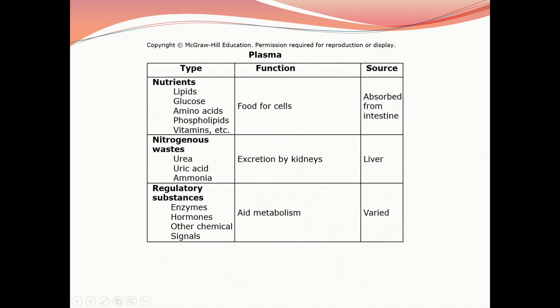The nutrients that flow through plasma include lipids, glucose, amino acids, phospholipids, and vitamins. These are food for the cells. Nitrogenous waste, such as urea, uric acid, and ammonia, are excreted by the kidneys and will leave the body. And then regulatory substances such as enzymes, hormones, and other chemical signals will help to aid in metabolism.